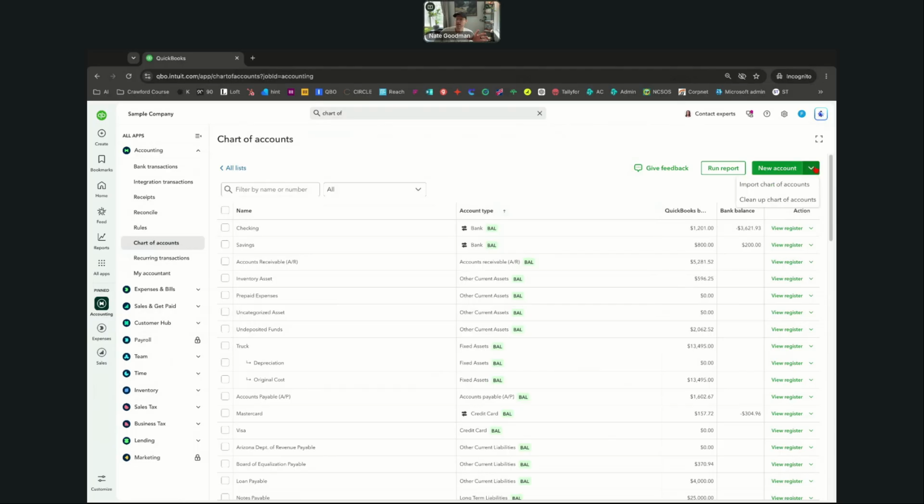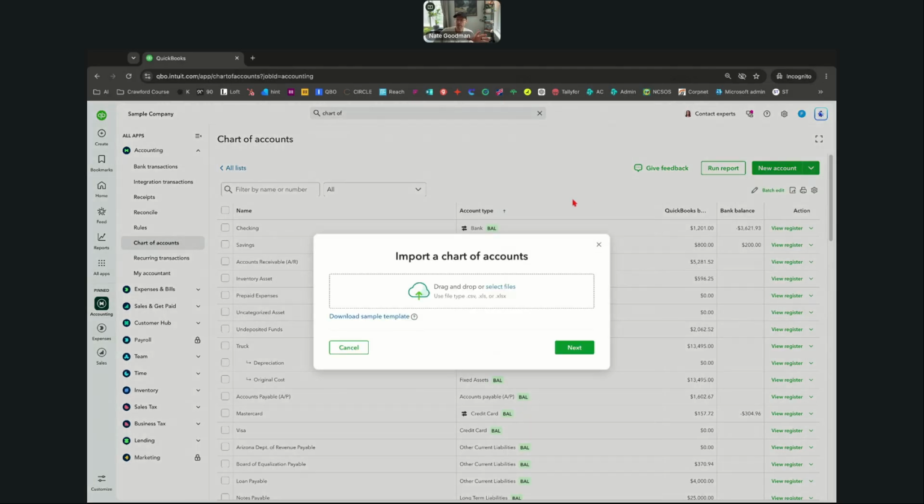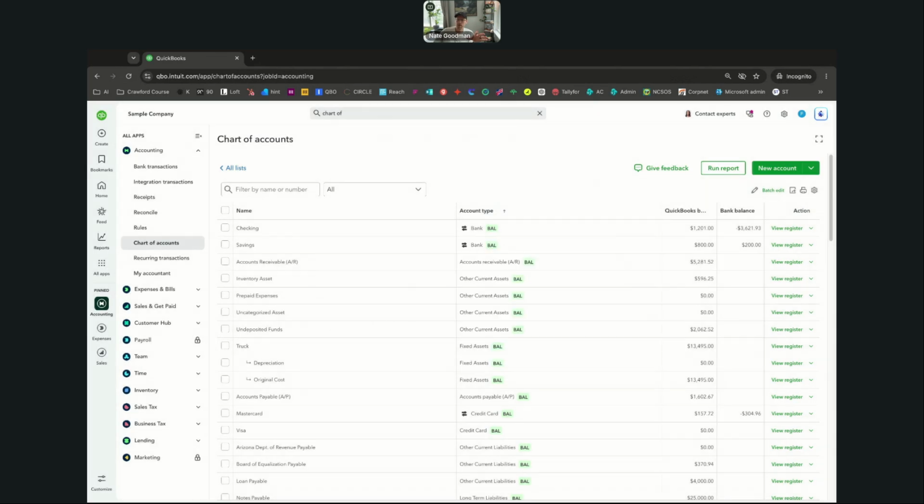And you can do an import of a chart of accounts, and they have a template that you can use, but we have created a template that we provide to folks. You can find that inside of the resources section, where you can take that and immediately upload it to QuickBooks, and you immediately have the accounts that we recommend.